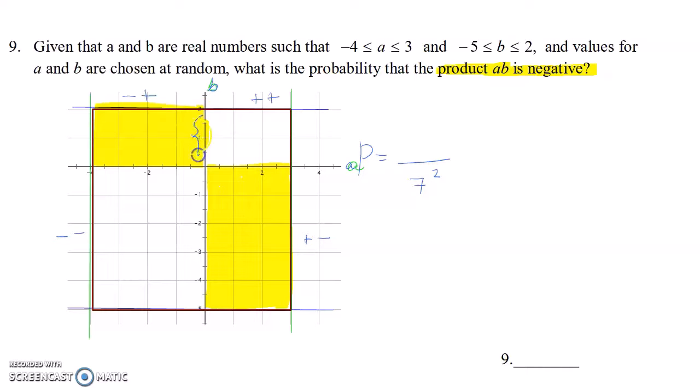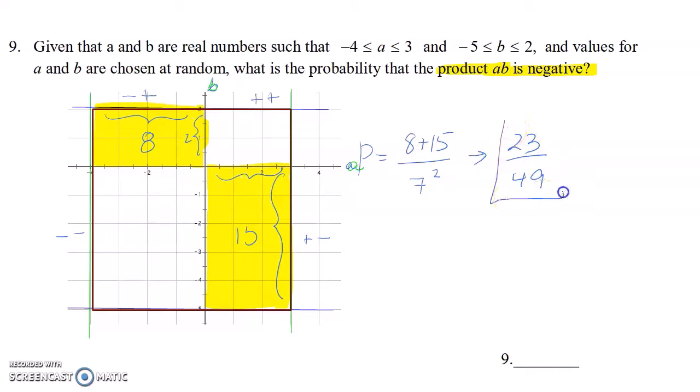And then this is 2 by 4, so that area is 8. This is 3 by 5, so that area is 15. 8 plus 15 is 23. Actually, let me write the 8 and the 15 to show my work. So then we have 23 over 49.